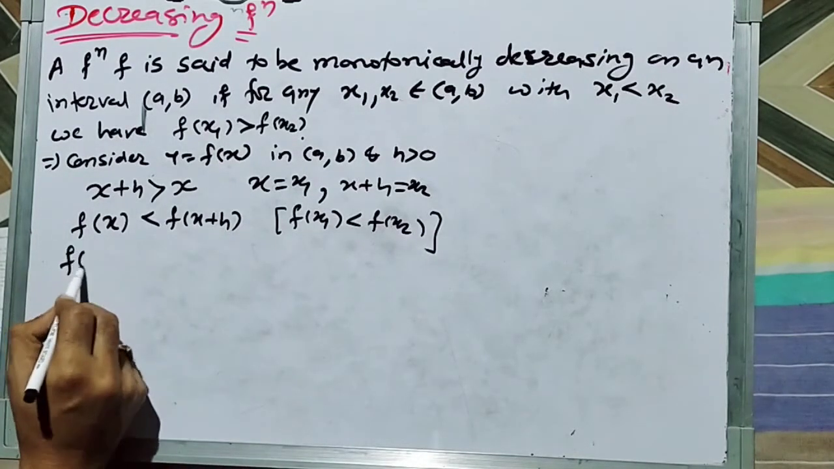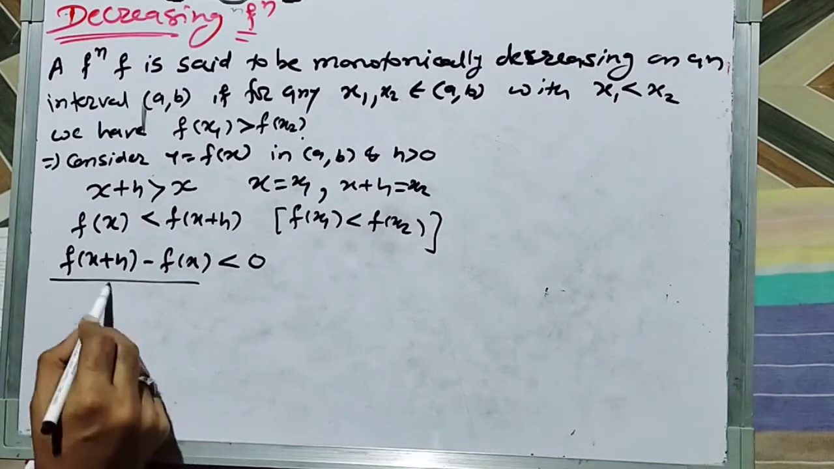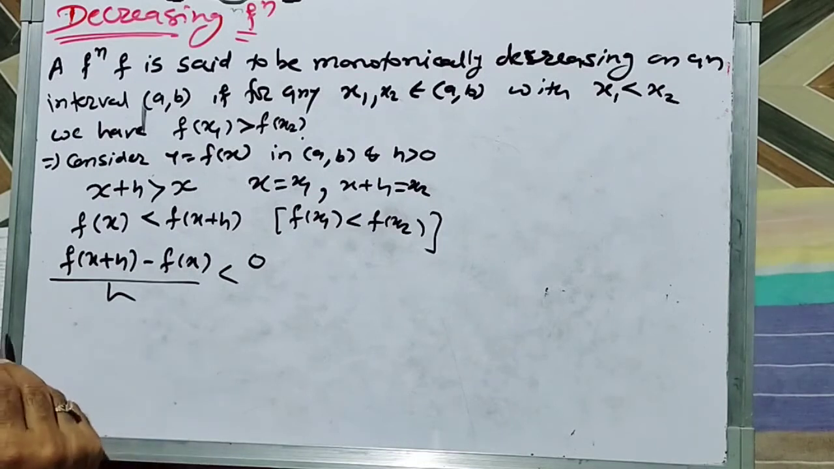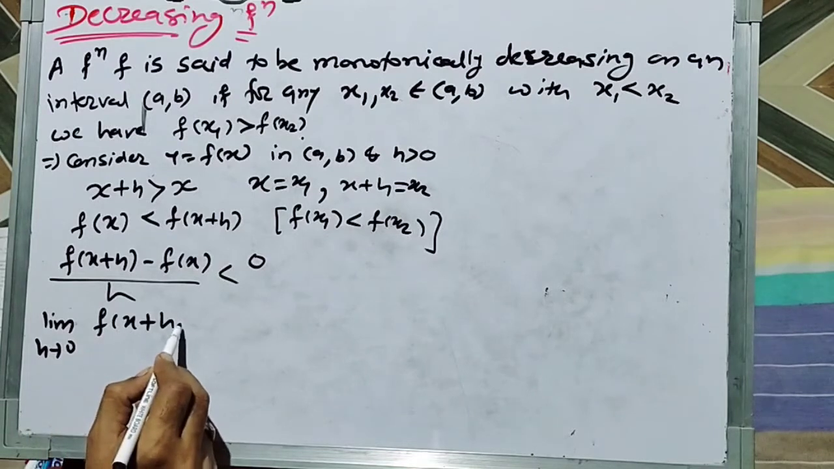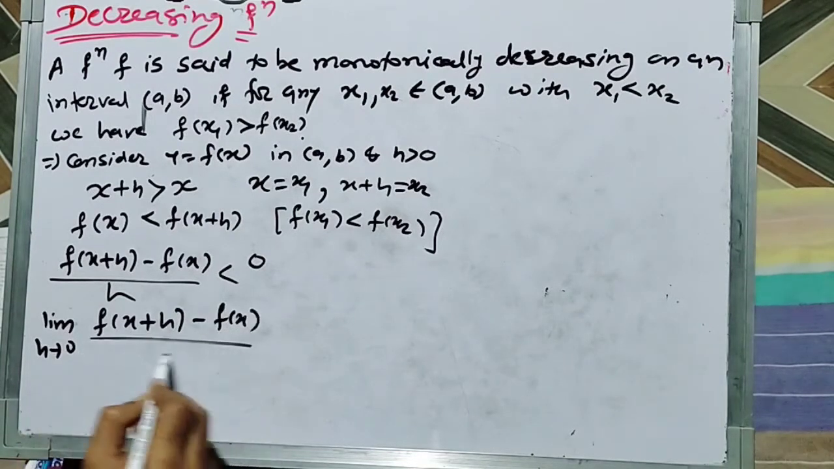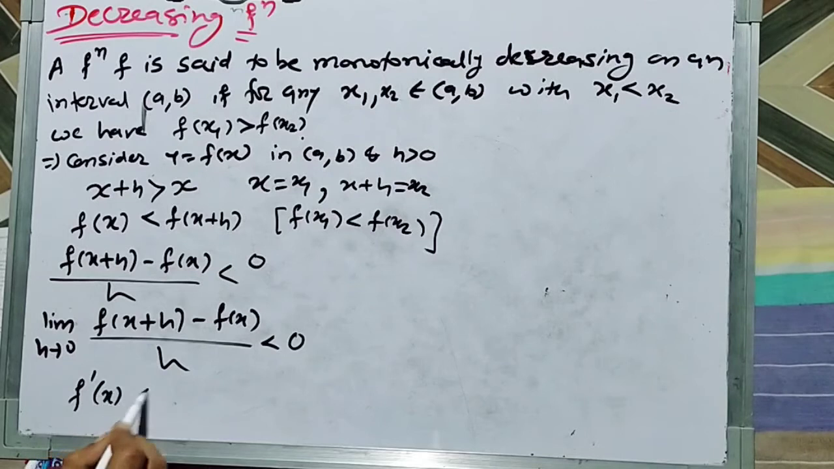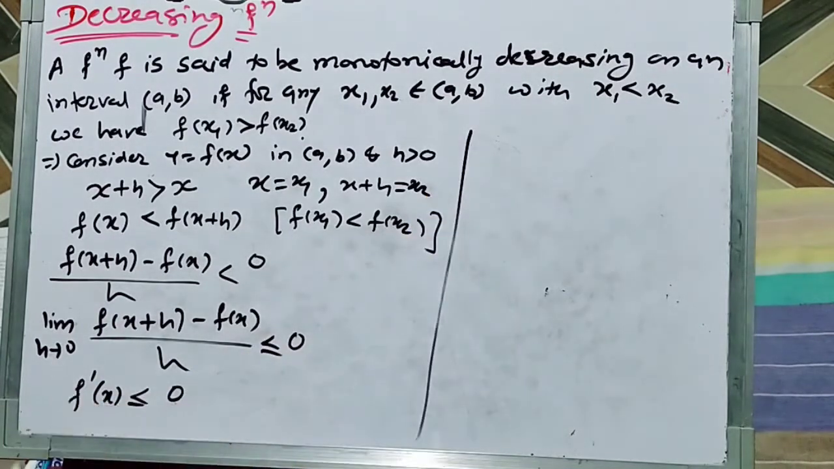So this again implies f of x plus h minus f of x is less than 0. We divide on both sides by h. It means f of x plus h minus f of x divided by h is less than 0. And we take limit h tends to 0 on both sides. And this is nothing but f dash of x is less than 0, or we say less than or equal to 0. That is, whenever derivative of f of x is negative, then the function is decreasing.